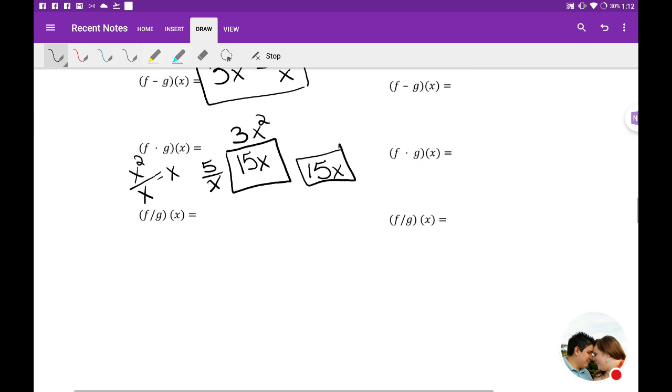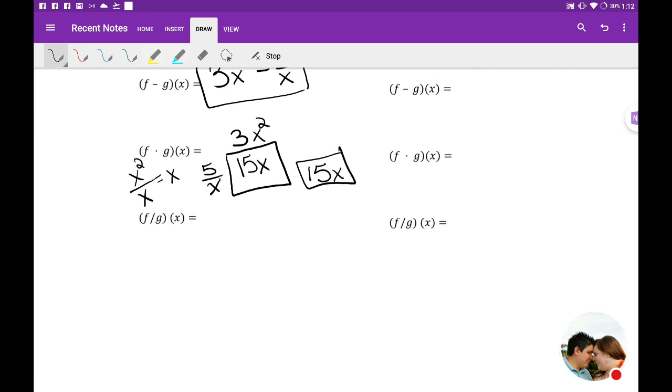Then division. Division gets a little tricky because I already have a fraction as one of my functions. So you can't just leave it like this. We don't allow for you to leave it as a complex fraction. That's what happens when you have a fraction in a fraction. We don't want to leave it like that. Instead, let's write it horizontally. 3x squared divided by 5 over x.